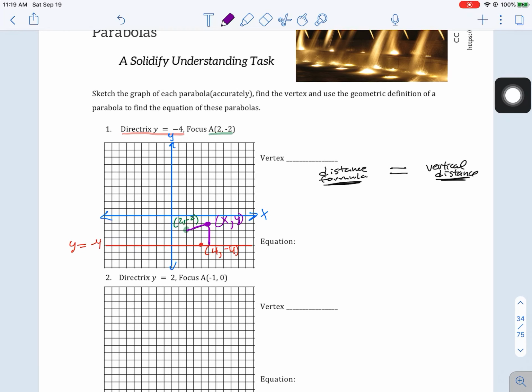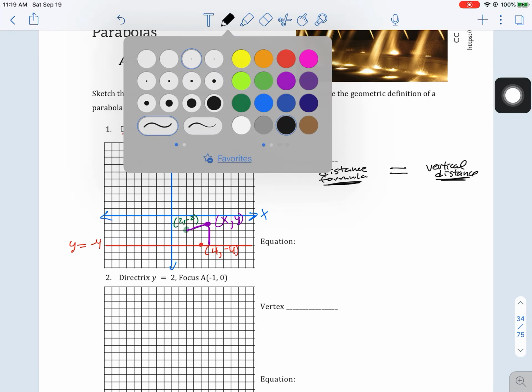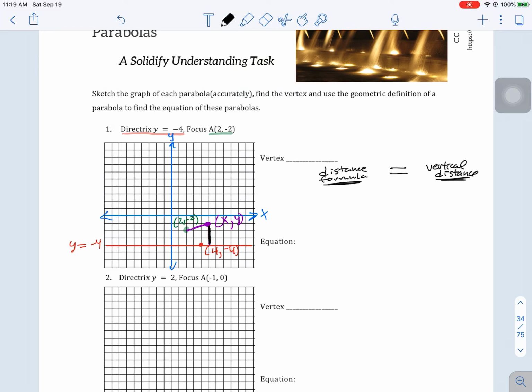And we know that the distance to the focus is equal to the distance to the directrix. So in other words, the vertical distance right here has to be equal to the distance to the focus. So we can represent those algebraically, and then we can rewrite the equation. So the vertical distance is usually the easiest. In this case, it's going to be y minus the -4 of the directrix.